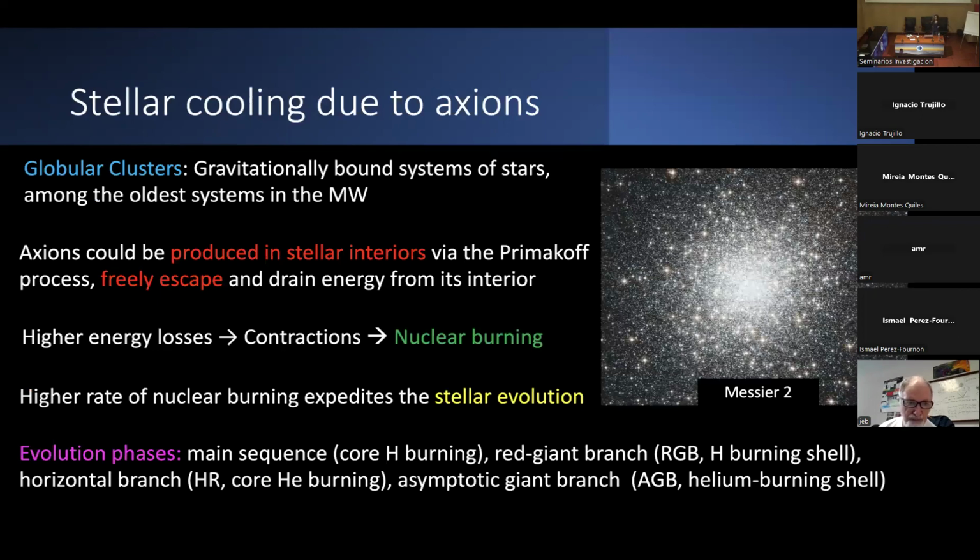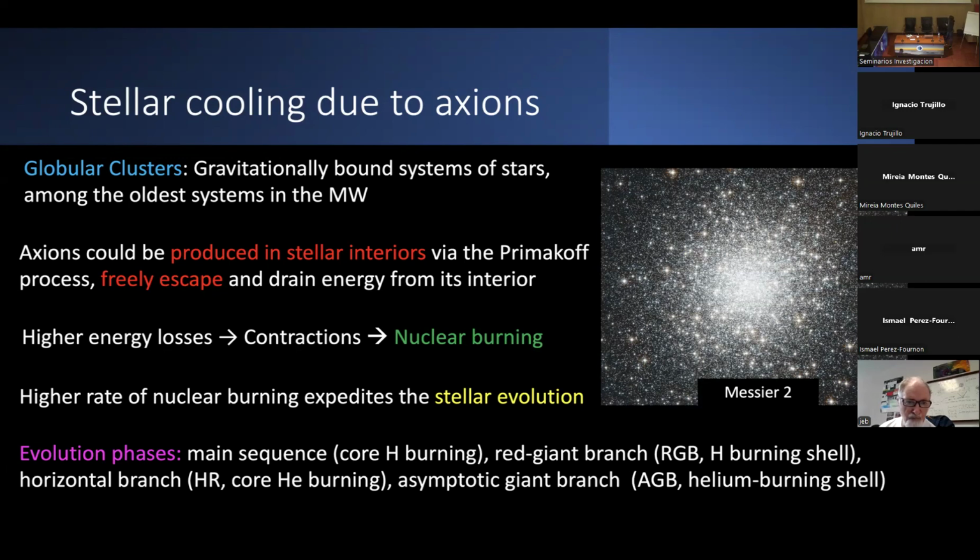Then you have the stellar cooling. You can ask Jorge everything about it because he's working on it now. Here the targets are globular clusters. As you all know, these are gravitationally bound systems of stars, among the oldest systems in the Milky Way. The idea is that we can produce axions in the stellar interiors via the Primakoff effect. This axion can freely escape, like neutrinos that escape from the sun.